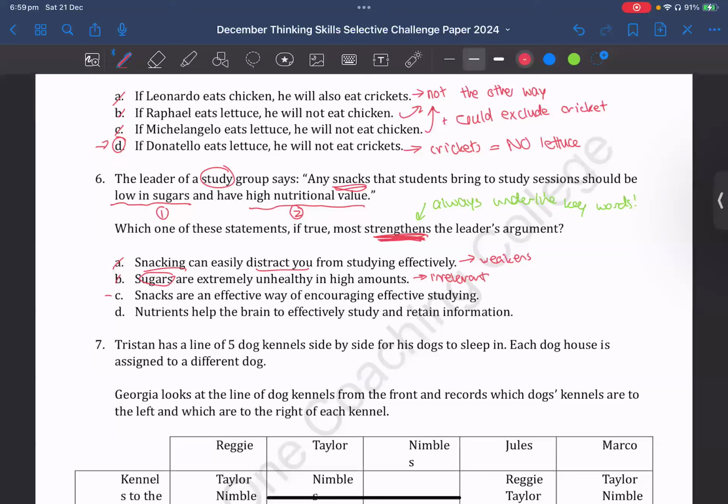Now, D says nutrients help the brain to effectively study and retain information. Yeah, this is the best answer because once again, we've got that keyword, nutrition, and study, retain information, all these key things we're looking for.